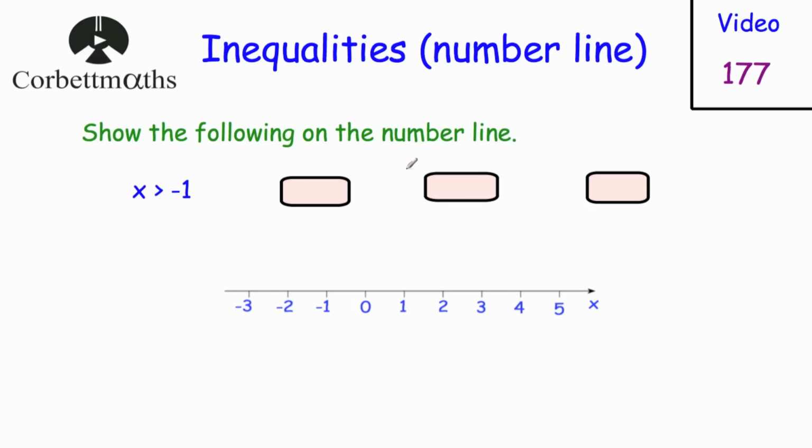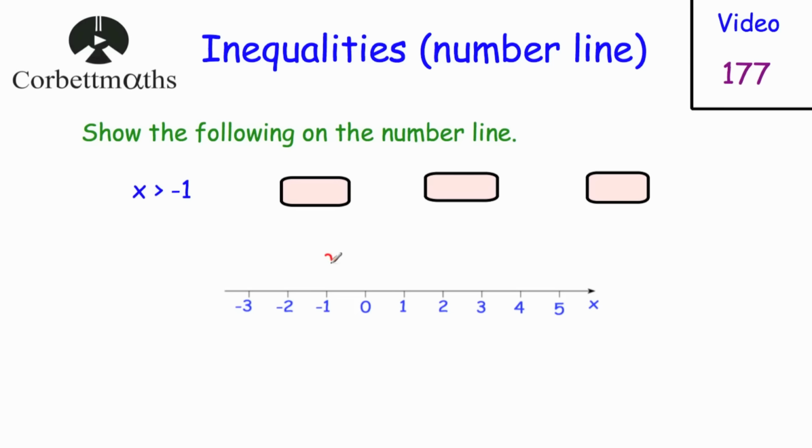So let's look at how we'd represent some inequalities on a number line. So here's a number line, and our first inequality is x is greater than negative 1. So x is bigger than negative 1. So first of all, what we do is we go to negative 1, and because x is greater than negative 1, it can't actually be negative 1.